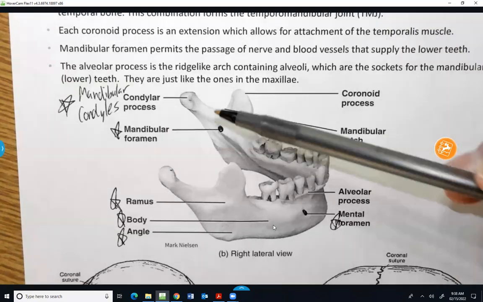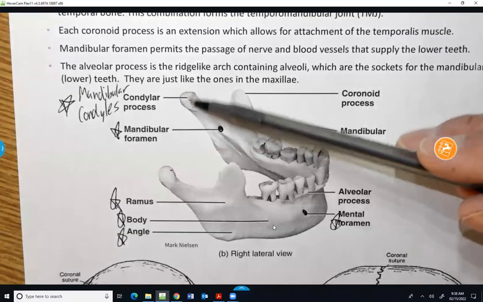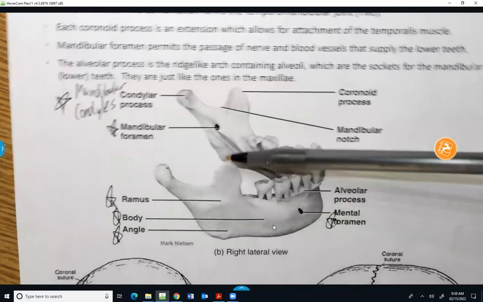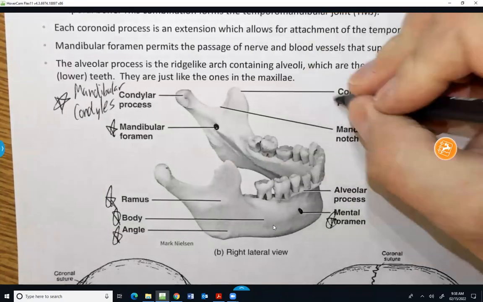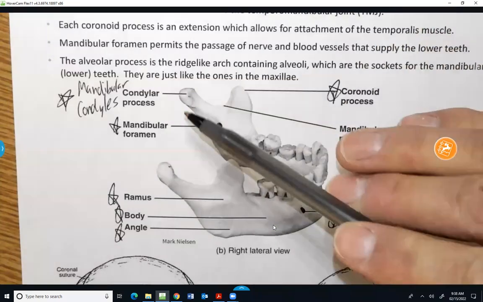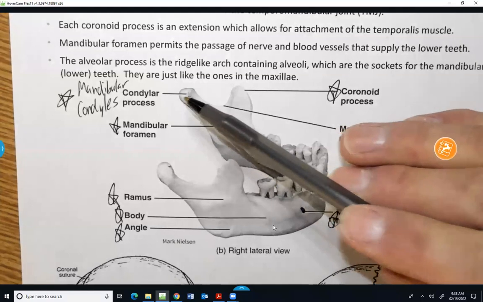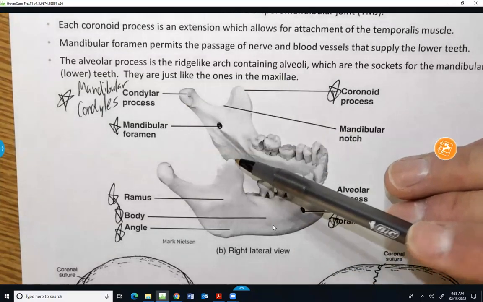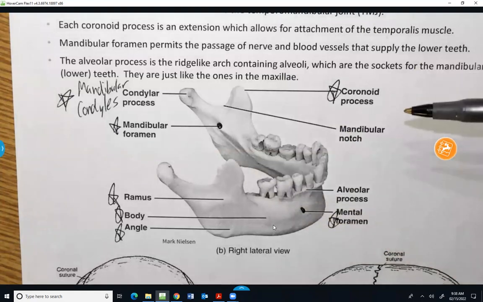Not to be confused with the mandibular condyles, which are knobs, are these kind of pointy structures, each of which, and you can see another one right here, is called a coronoid process. Okay. Mandibular condyles are for joint formation, whereas these coronoid processes are sites where a muscle or muscles can attach.